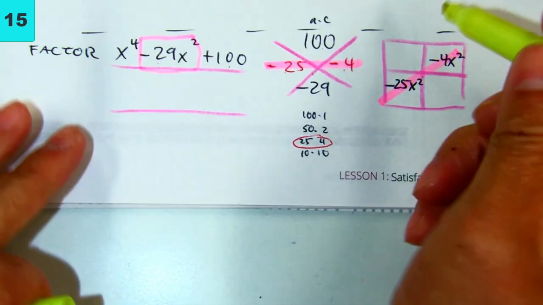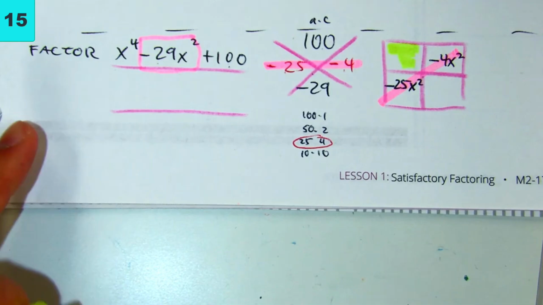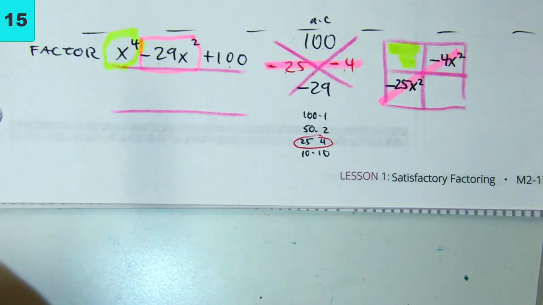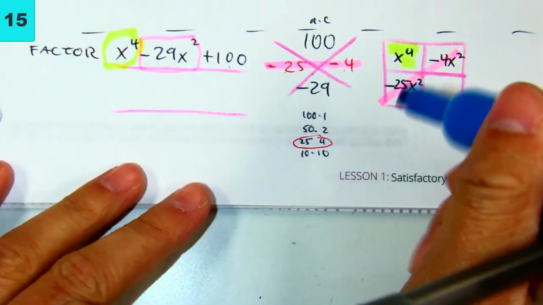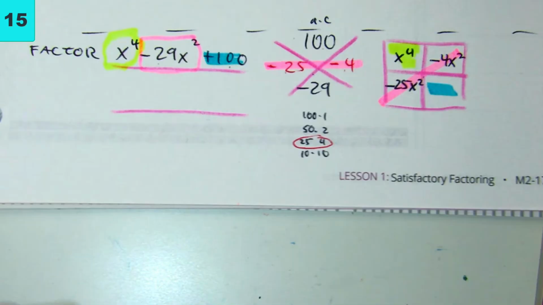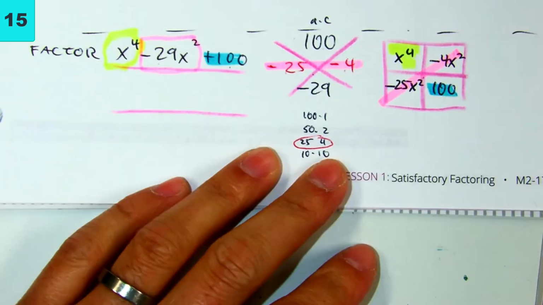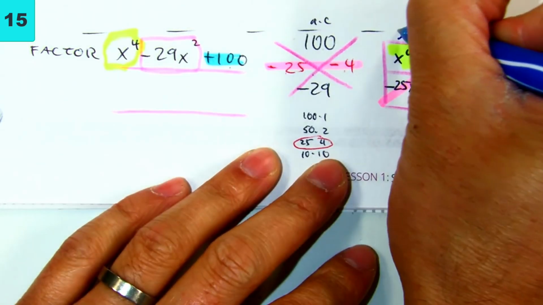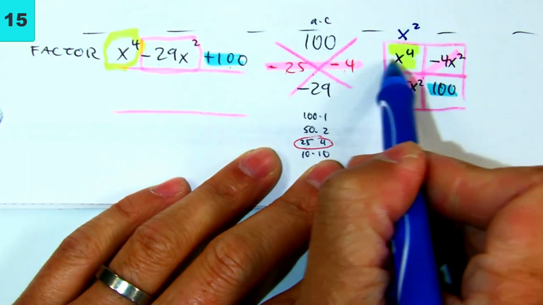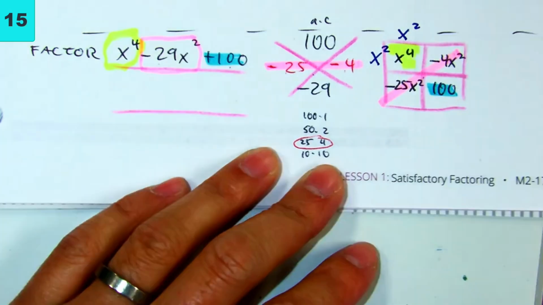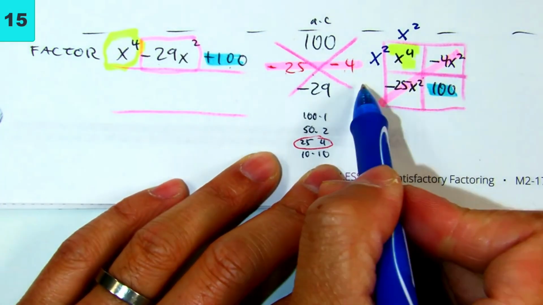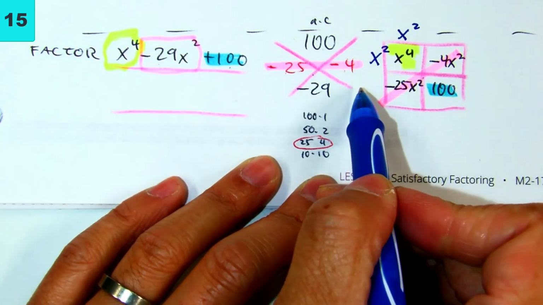Class, what goes here in yellow? X to the 4th. And what goes in the last one? 100. What goes on the top right here? X squared, good. Greatest common factor this way? X squared. How about this direction? Positive or negative 25?